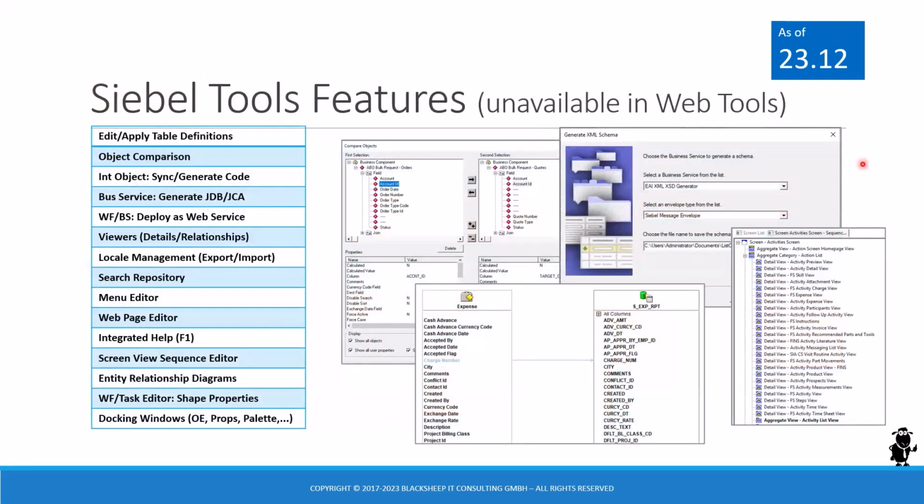Let's look at the list of Siebel Tools features that still are not available in WebTools as of today, which is a lot, but tiny little features that may also be of interest. We're a small group today, so have you ever used, of course, the apply tables stuff? That's a must. You have to use Siebel Tools. Object comparison. All the time. It's something that I use a lot.